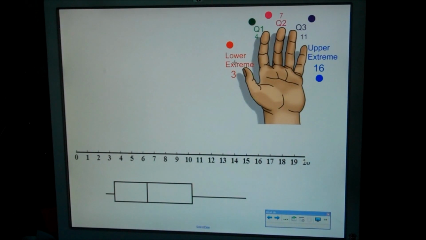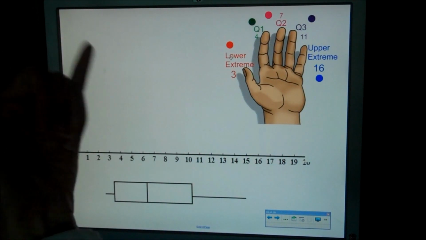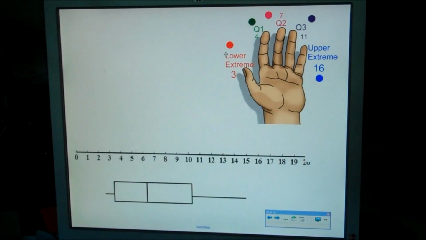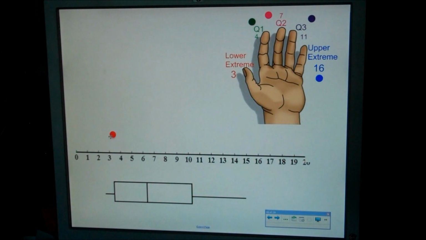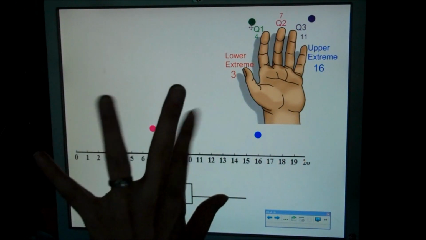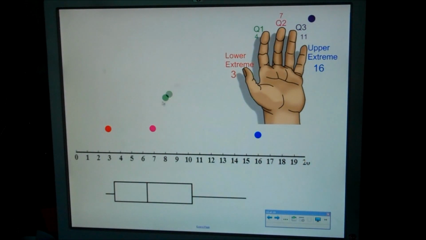Got my number line. All right, we're going to plot these one at a time. Start with your extremes. Okay, we got a dot for 3. There's one there. Where are we going to put this blue one? What was my upper extreme? 16. Let's put a dot there. All right. Now, let's go middle finger. 7. We need one at 7, so right above 7. There's another piece. Let's move it over a little bit. There we go. 7. Now, we got to do the quartiles, the index and the ring. So, I need one at 4, right there. And I need one at 11, right there.